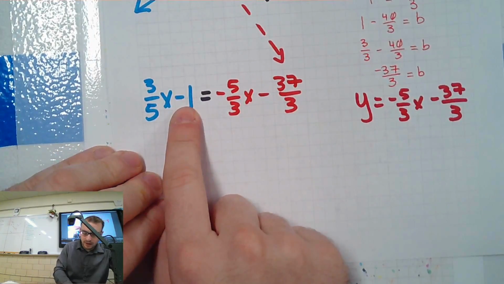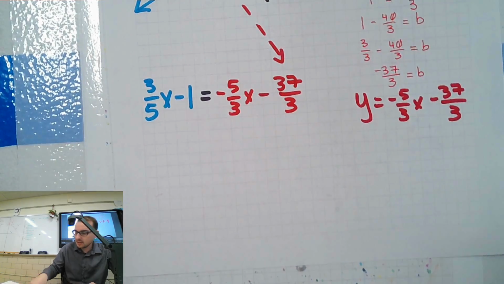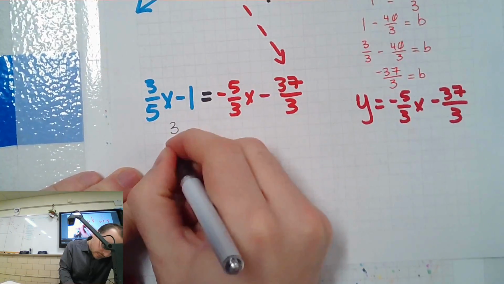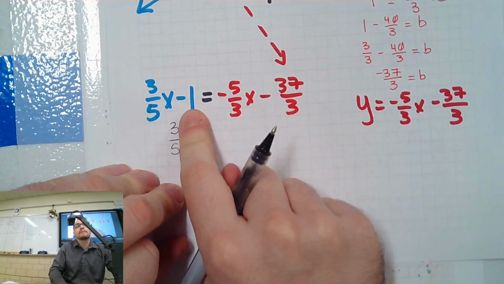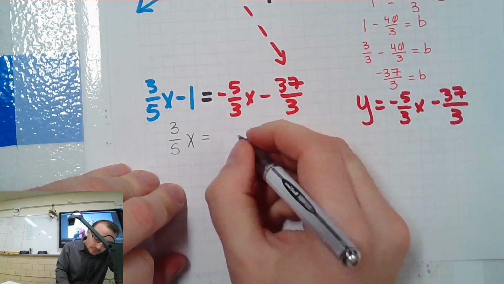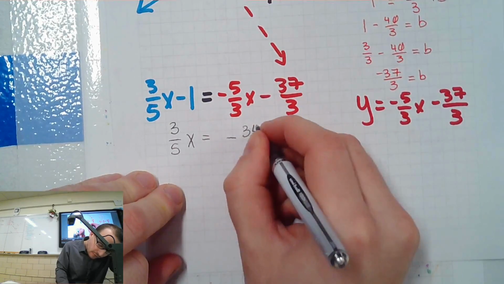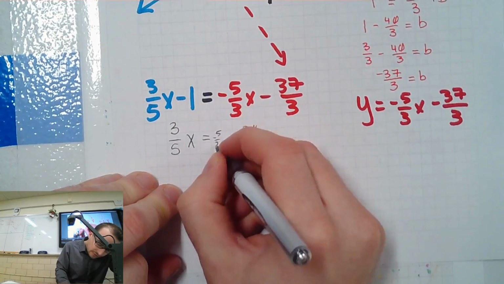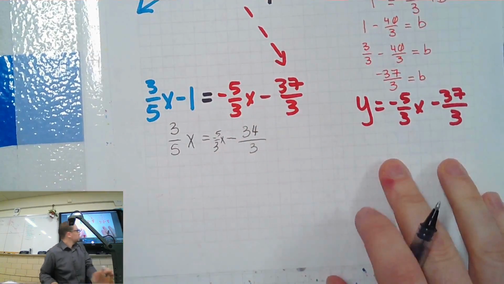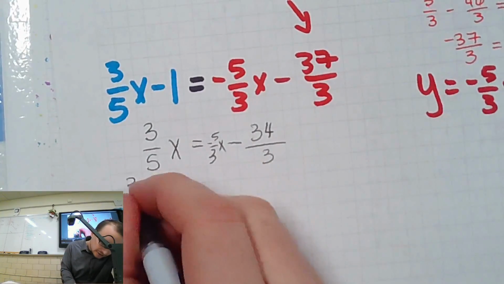We're going to add one to this side. So I get this. Let me do it in a pen so we can do this a little bit faster. When I add 1 to this side, that's 3/3, right? 3/3 and 1. So I'm left with negative 34 thirds. Negative 5/3. I'm going to add 5/3 x to this side.